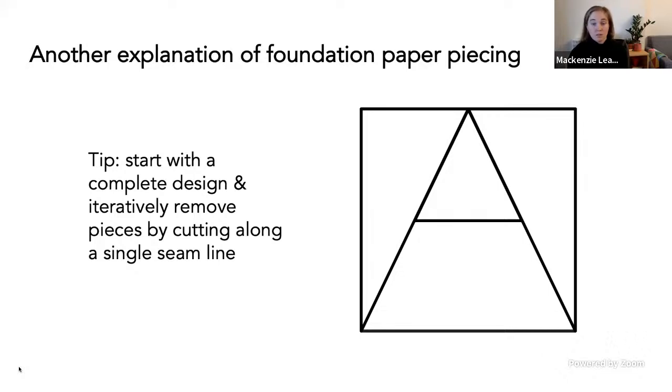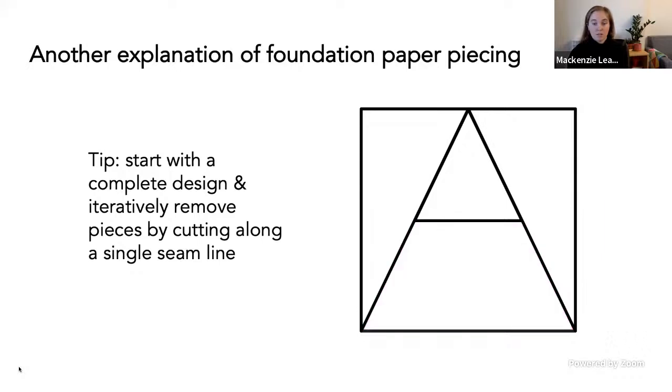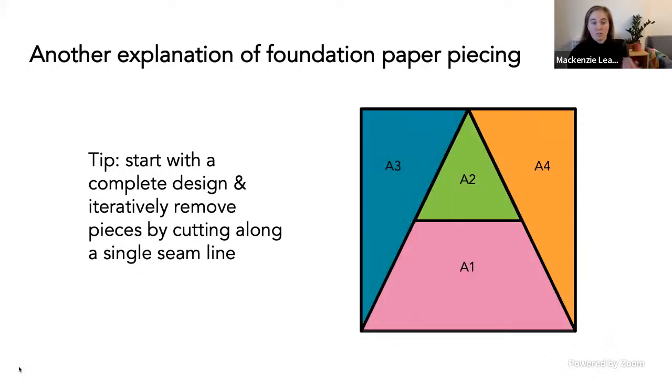So for example, we could imagine starting with a fully sewn block. Here we could remove either the blue or the orange piece, since we could remove either with a single cut. So let's remove the orange one first, and then blue, and then green, and then pink. And since we could remove everything, the design is paper pieceable, and if we reverse the removal order, we get back our sewing order.